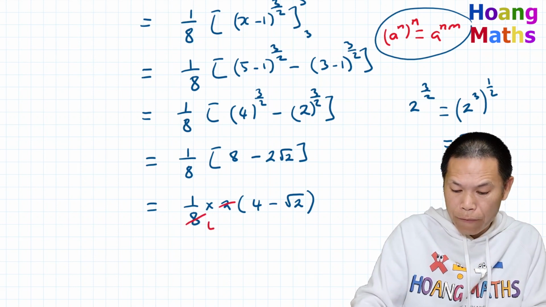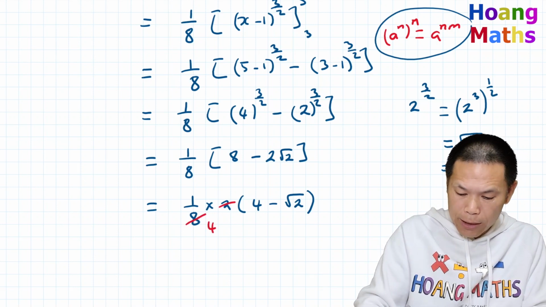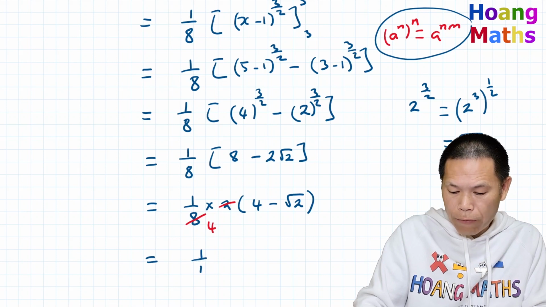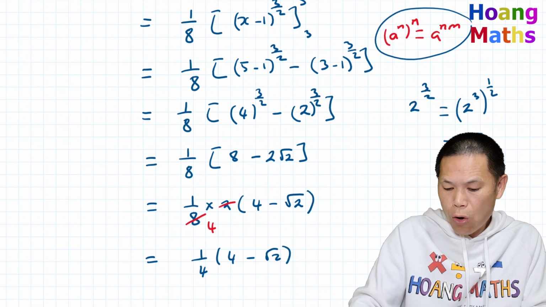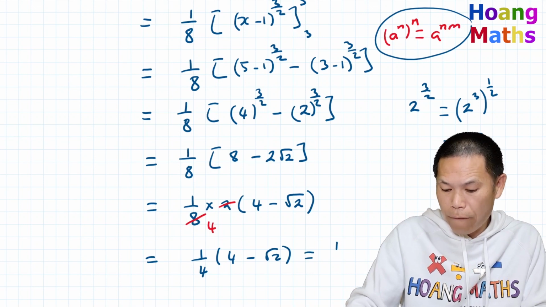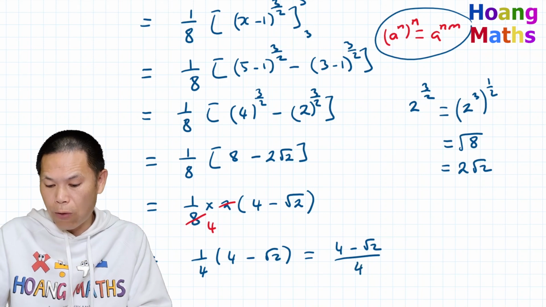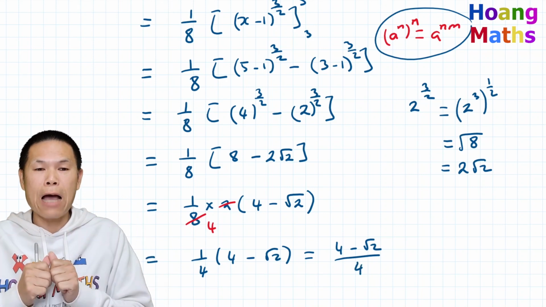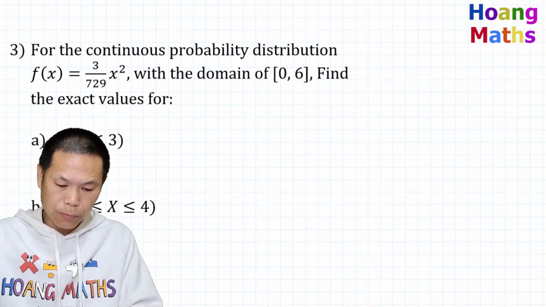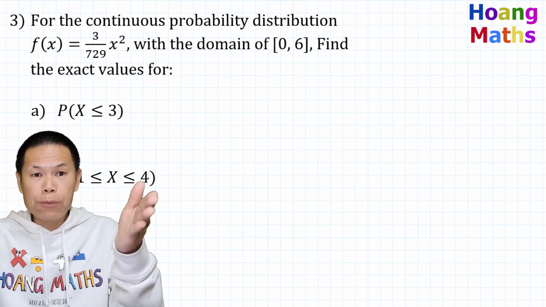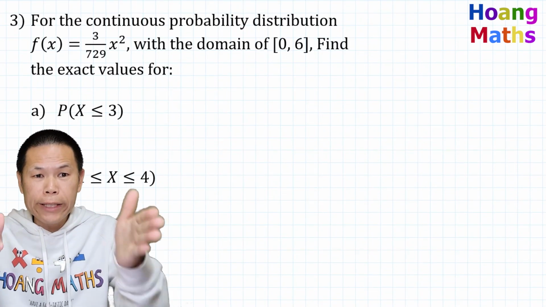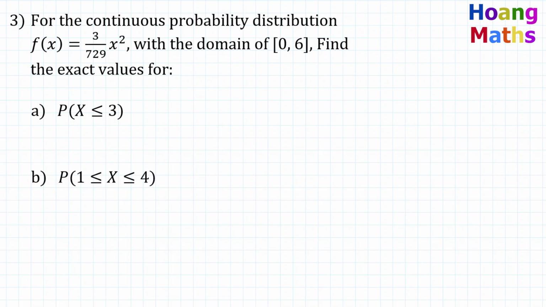That gives me 4. So the answer is 1 over 4, 4 minus square root of 2. Or it can be written as 4 minus root 2 over 4. So there you go. This is how you work it out. Please pause the video and try this one yourself.